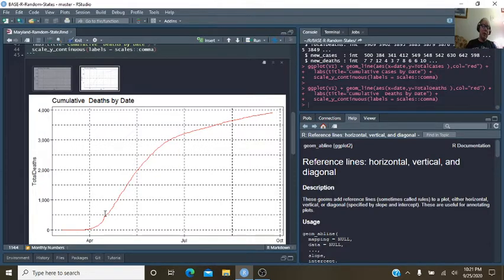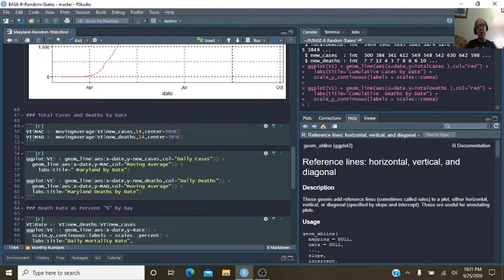Once again, this huge spike up here in May, but good news is coming. That's why you have to be careful when you see these numbers.